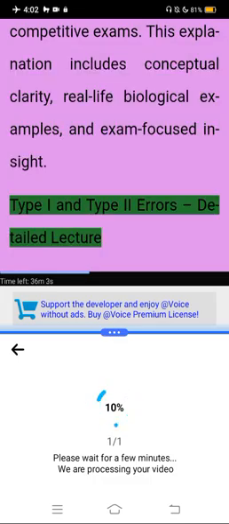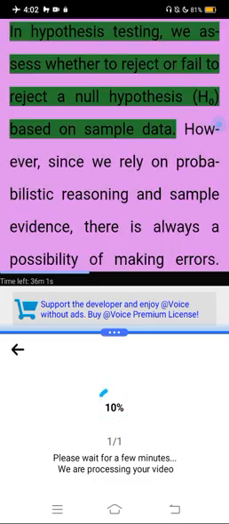Type 1 and type 2 errors, detailed lecture. In hypothesis testing, we assess whether to reject or fail to reject a null hypothesis H0 based on sample data.